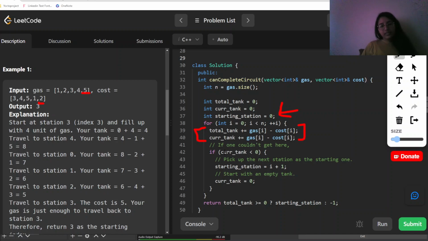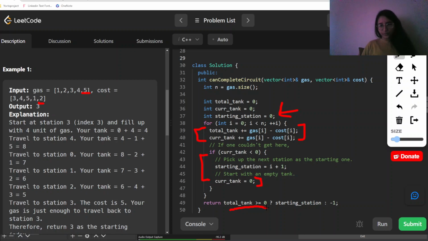But if at any moment our current tank becomes less than zero, at that moment we will start from the next station and check whether we can start from that particular gas station, and we make our current tank equal to zero. So now we are starting fresh from that station and checking all the other stations which come next.